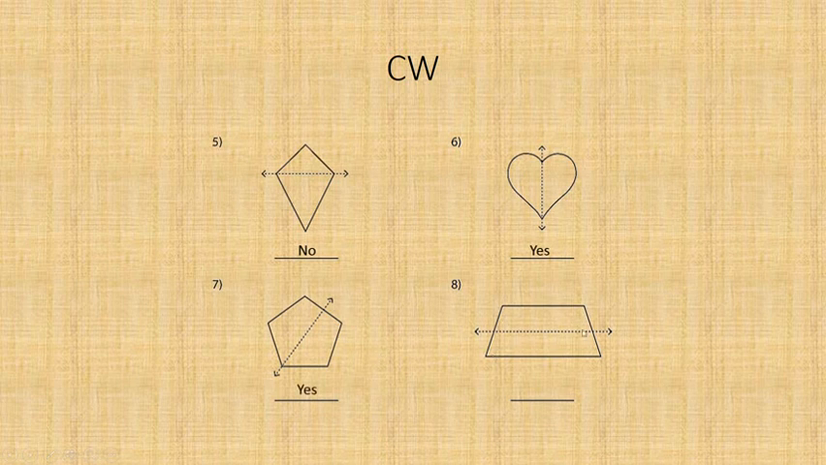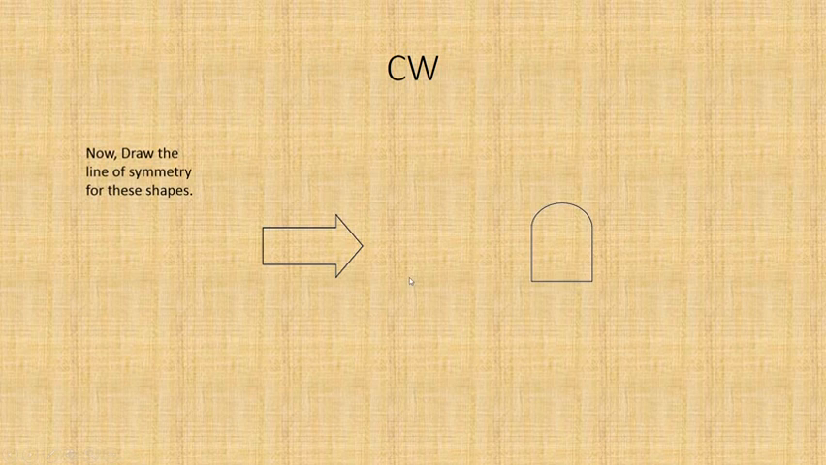Okay, what about the trapezium or the trapezoid? Here, if I cut it from here, of course it's not going to be identical because this side is smaller than that. This line is longer than that, so of course it's not going to be a line of symmetry. So the answer is no. So right now you have to draw your line of symmetry for these shapes. So imagine, and after that, tell me what about it.